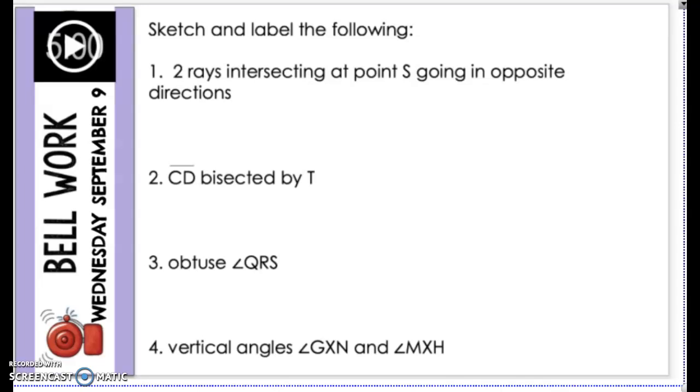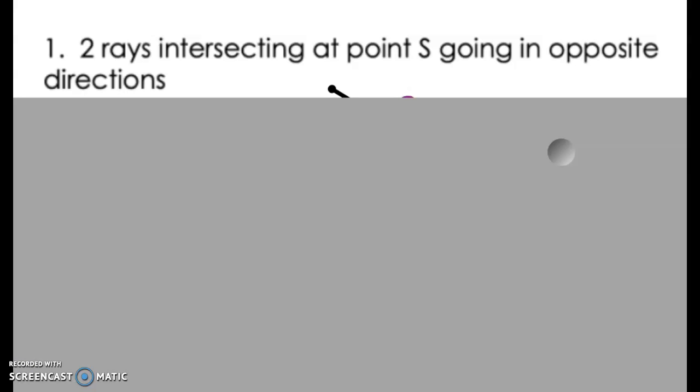All right, today we are going to go over the bell work problems for Wednesday, September 9th. So again, we are given some scenarios and we are going to sketch and label figures that match the given information. So number 1 says we need to sketch two rays intersecting at point S going in opposite directions.